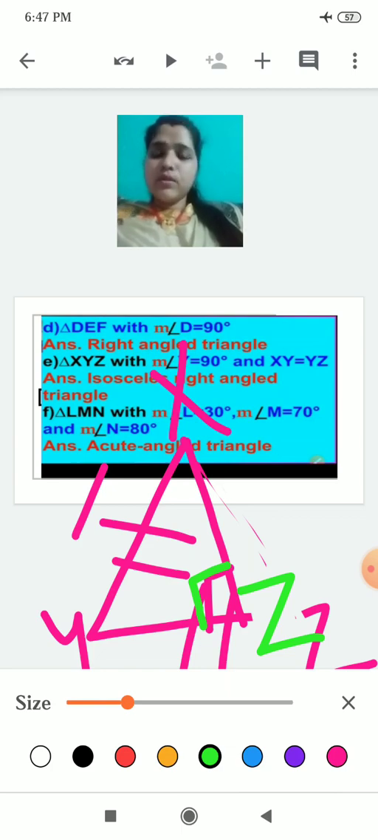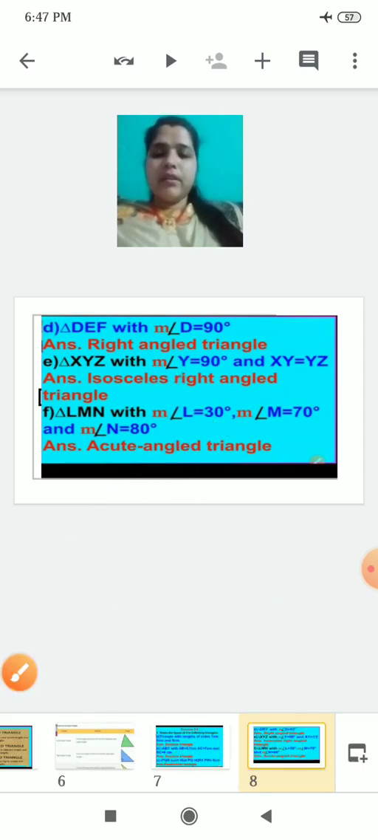So this is an isosceles triangle. Why? Because its two sides are equal. These two sides are equal and one angle is 90 degrees. It is given.